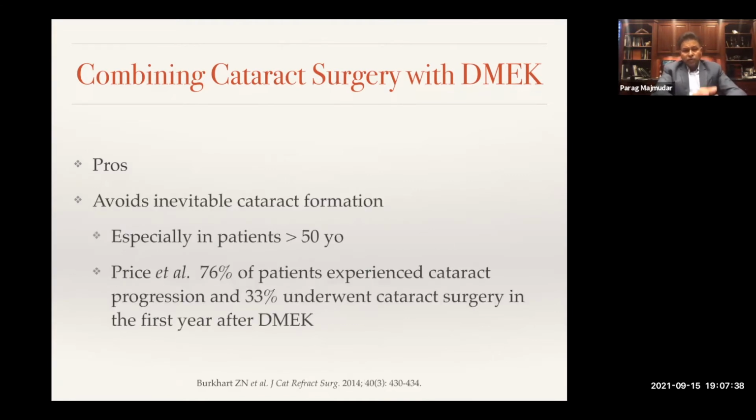Another advantage of combining the two procedures is that you avoid the inevitable cataract formation. So if you have a youngish patient, let's say 50, I just turned 50 a year ago, so I feel like I'm pretty young, but let's say a patient who is not quite ready for cataract surgery, but they do have significant guttae and visual dysfunction from Fuchs dystrophy, those patients who have DMEK are often going to have an increased progression of cataract, generally faster than they might otherwise have expected. And this is common with a lot of different intraocular surgeries that we can perform. They can stimulate the progression of cataract.